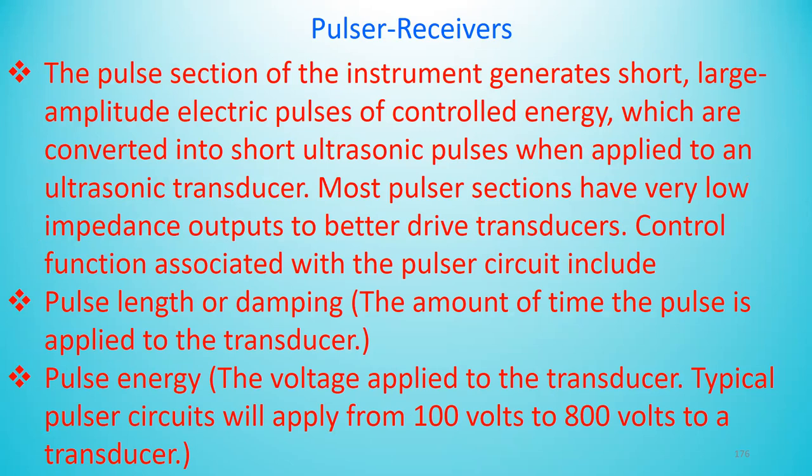The pulser section of the instrument generates short, large amplitude electric pulses of controlled energy, which are converted into short ultrasonic pulses when applied to an ultrasonic transducer. Most pulser sections have very low impedance output to better drive transducers. Control functions associated with the pulser circuit include pulse length or damping, the amount of time the pulse is applied to the transducer, and pulse energy, the voltage applied to the transducer. A typical pulser circuit will apply 100 volts to 800 volts to a transducer.